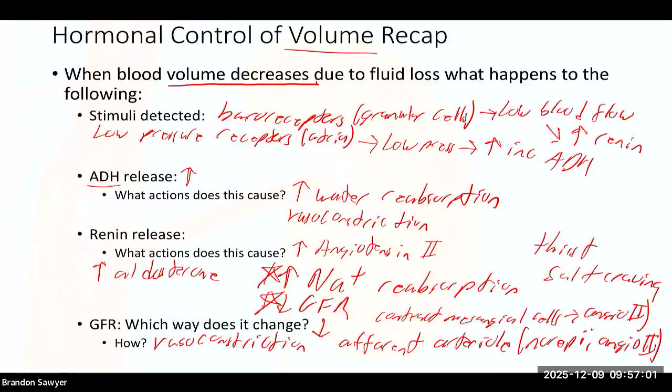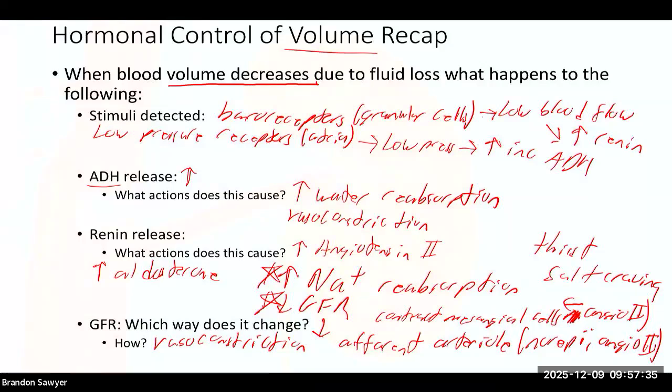Other questions? Yeah. So when you say contract mesangial cells, that's pointing to angiotensin 2. Yeah, just a result of it. So the arrow should be the other way. Angiotensin 2 is causing the contraction of those mesangial cells. Okay. What else? Other questions on that?